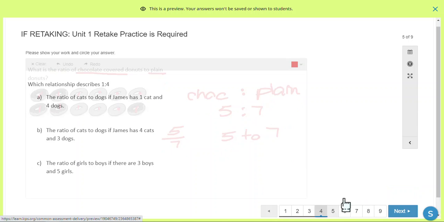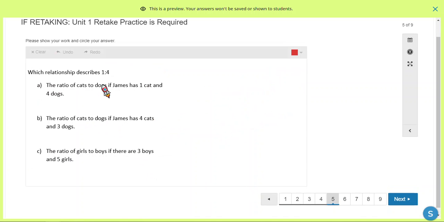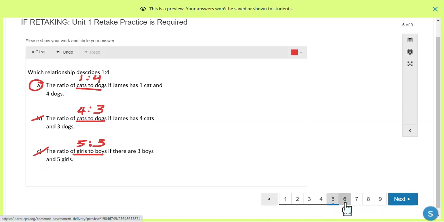Number 5, which relationship describes 1 to 4? So I'm going to go through. This says cats to dogs, and there's 1 cat to 4 dogs, and that does match what I'm looking for. So A could be an answer, but I'm going to check B and C just to be sure. Cats to dogs, there are 4 cats to 3 dogs according to this problem. Remember, you have to put it in order, and it does not match. Girls to boys, there are 5 girls to 3 boys, which does not match. So the answer for that one should be A.